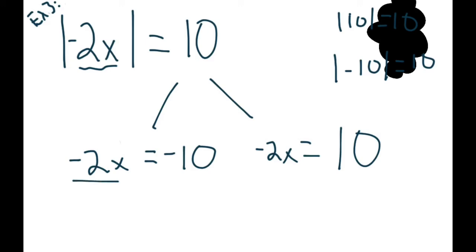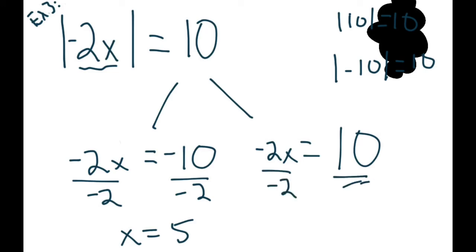So you'd be like, oh, Mr. Gerber, you divide by negative 2 on both sides. Okay, so you would get x equals a positive 5 for negative 10 divided by negative 2. And on the next one, you'd divide by negative 2 on both sides, and you would get x equals a positive 5. Okay, so these are the two answers that it could be.